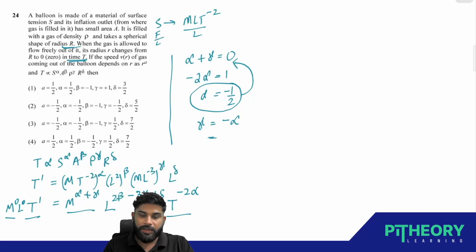Which is nothing but what? Alpha is minus 1 by 2. So this will come 1 by 2. So the gamma value also we got. Correct. So the alpha and gamma values we got.